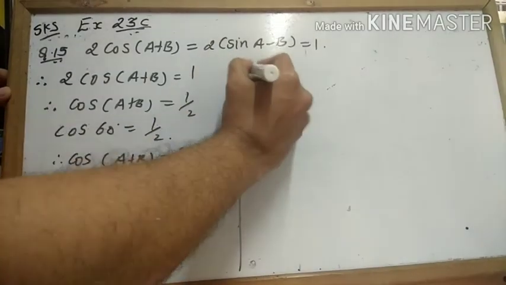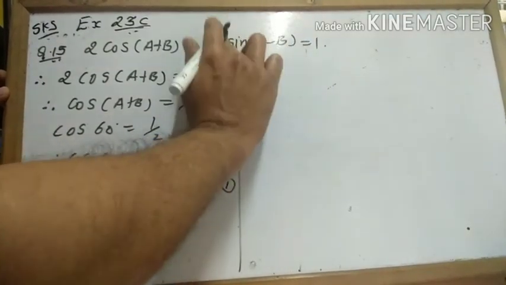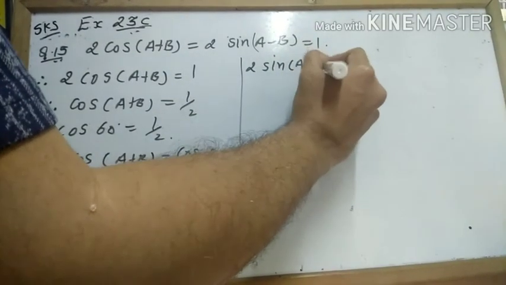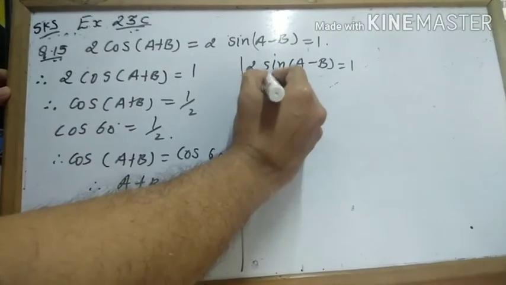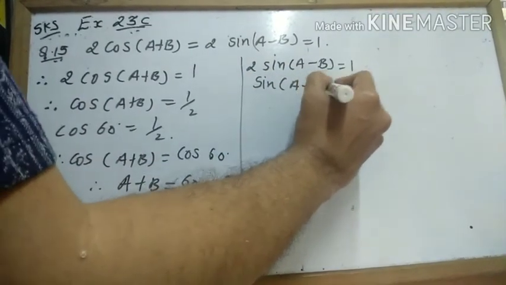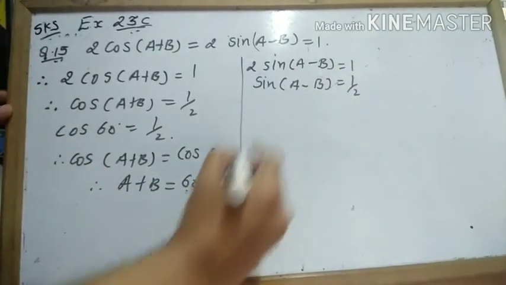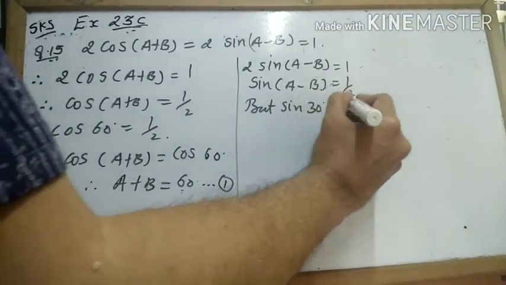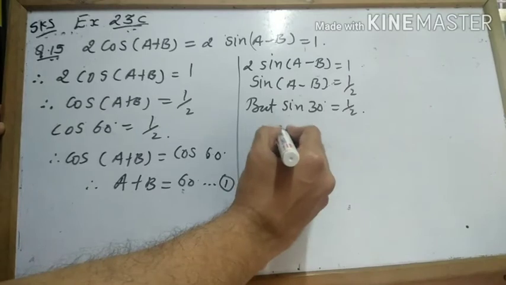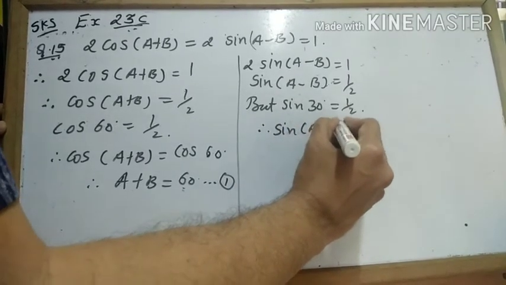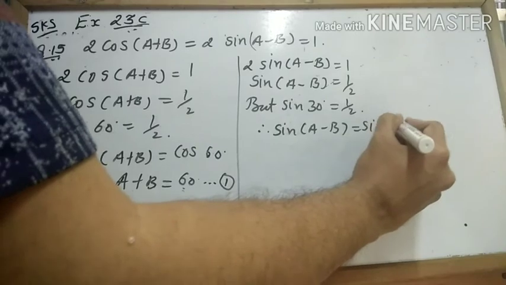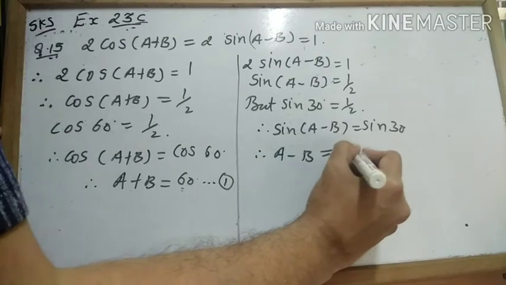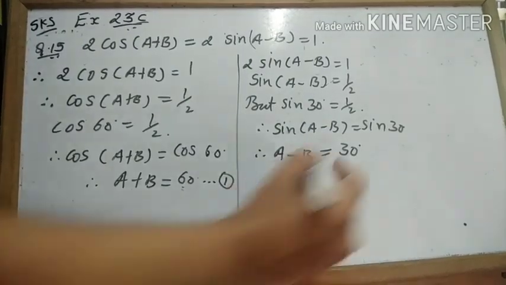I will take the other equation as 2 sine of a minus b equals 1. Sine of a minus b will be equal to 1 over 2. If you know the trigonometric values, sine of 30 degree will be equal to 1 upon 2. Therefore sine of a minus b is equal to sine 30. Removing the function of sine from both sides, a minus b is equal to 30 degree. This I am labeling as 2.